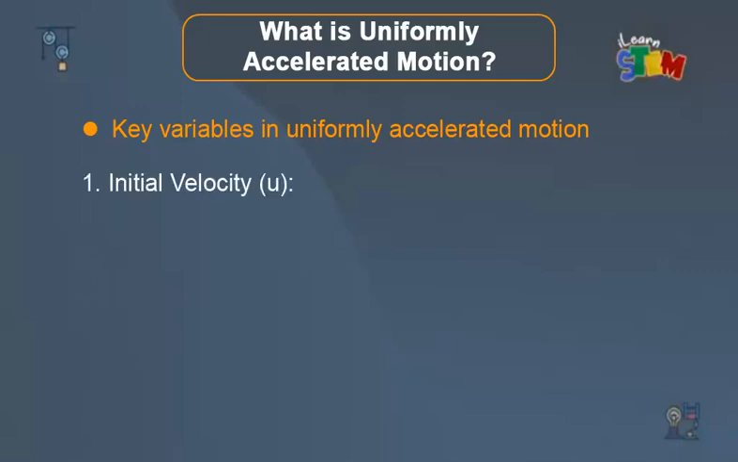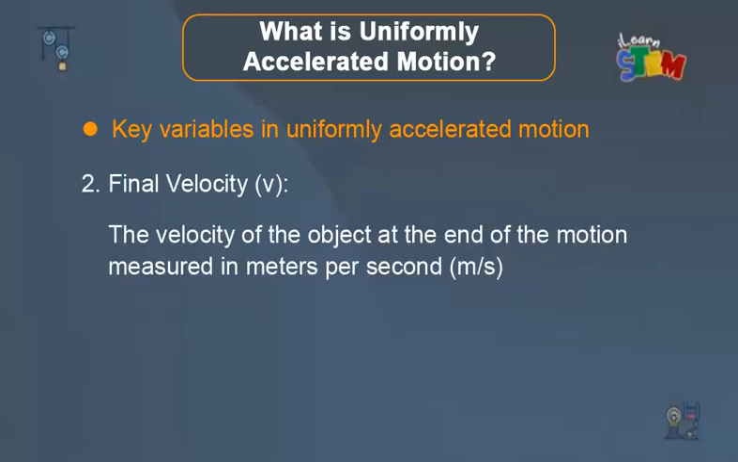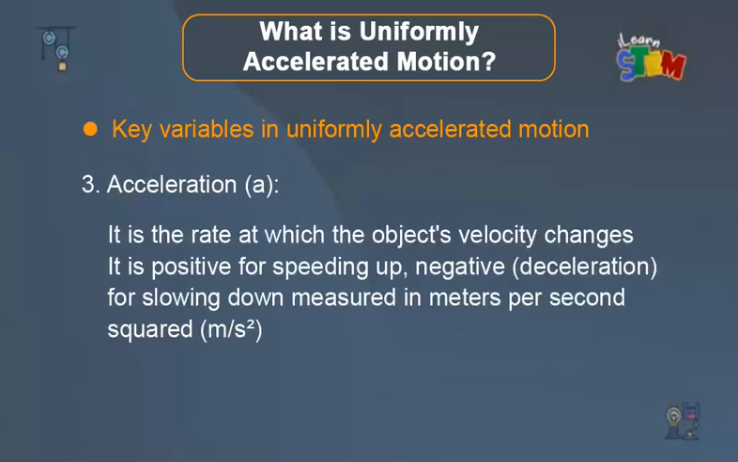1. Initial velocity, the velocity of the object at the start of the motion, measured in meters per second. 2. Final velocity, the velocity of the object at the end of the motion, measured in meters per second. 3. Acceleration, it is the rate at which the object's velocity changes. It is positive for speeding up, negative for slowing down, and is measured in meters per second squared.